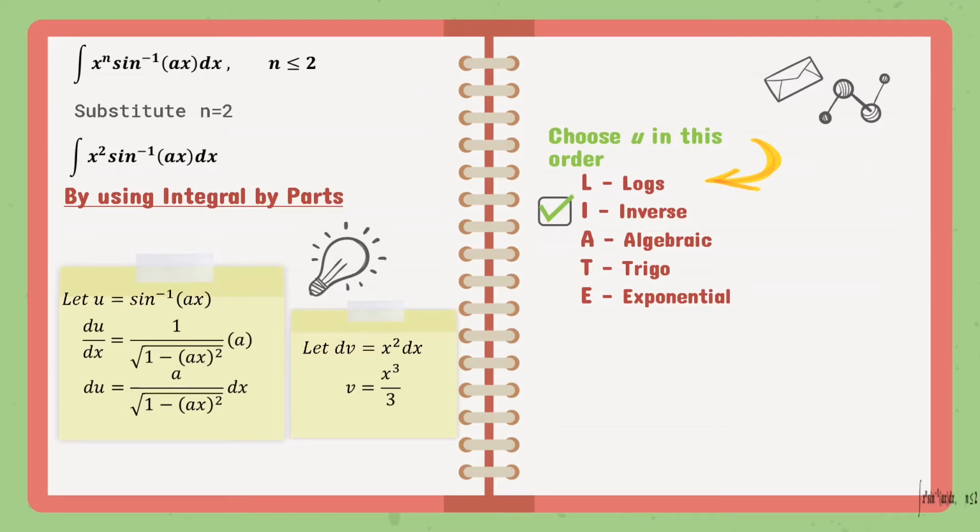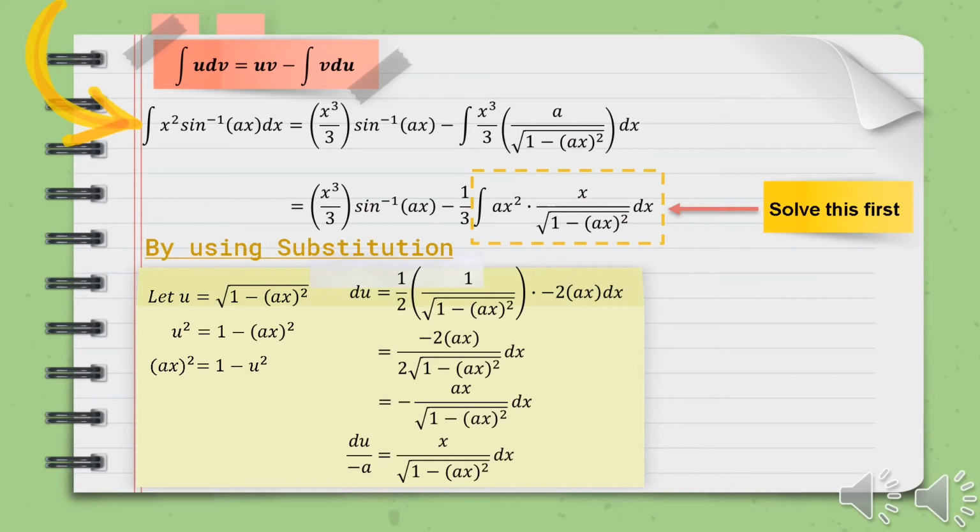Bring the dx to the right side, so we get du is equal to a over square root of 1 minus x squared dx. Then, let dv equal to x squared dx. V is equal to x cubed over 3. From the formula of integral by parts, integral u dv is equal to uv minus integral of v du.